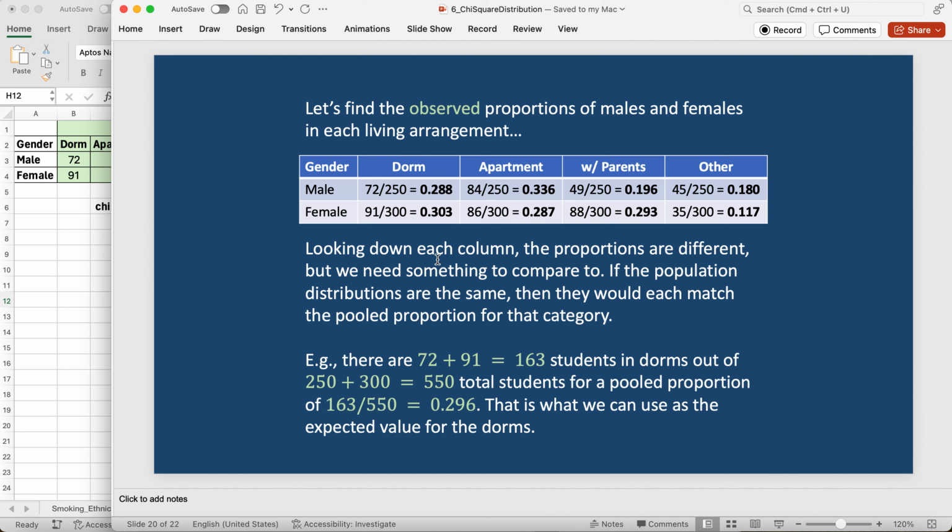All right, so we'll do a similar thing to the independence analysis and find the pooled proportion. So find the total number of males and females together in dorms. So 72 plus 91 gives us 163 students in dorms out of 250 plus 300, so out of 550 total students. So the pooled proportion is 0.296. So if the populations were homogeneous, what we'd expect is the dorm values should be 0.296. And we can do that in each of these categories, and so we have pooled proportions in each.